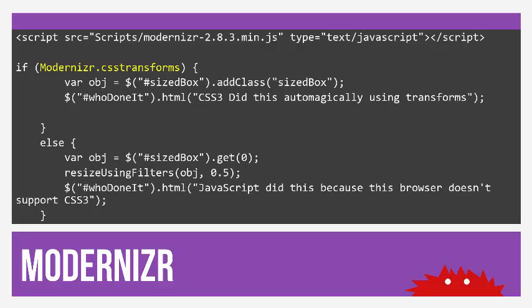Here you can see some code that tests if a browser supports CSS transforms. If it does, then it will use them. And if the browser doesn't, it will try to use a fallback. In this instance, I'm using a rather poor fallback, i.e. filters to do CSS transforms.